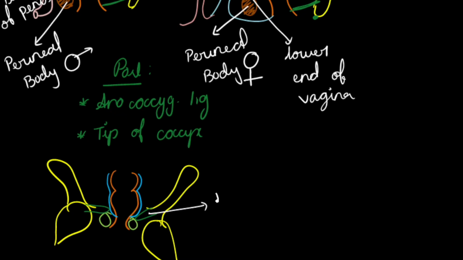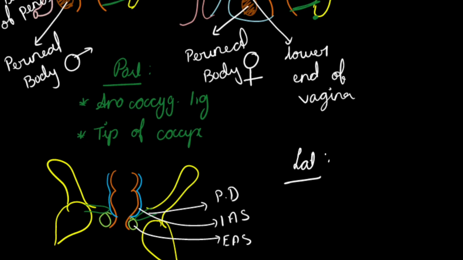In this image, you can see the pelvic diaphragm present here, and this blue one is representing the internal anal sphincter, and this green one is representing the external anal sphincter. Now in case of lateral relationship, we already saw this. Here we have the ischio-anal fossa, which is laterally related to the anal canal. So this is all regarding the relationship of the anal canal.